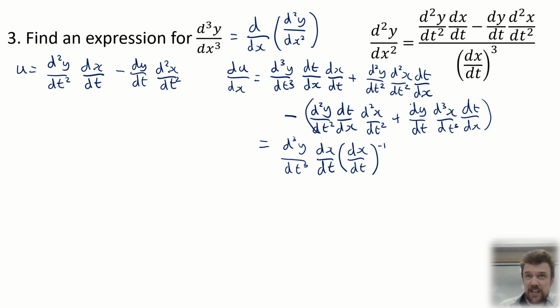I'm not going to cancel the dx over dt and the dx over dt to the power of minus 1 because, as you might have seen in the previous video, keeping this dx over dt to the power of minus 1 is helpful for creating a common denominator later, because with this other bit we got minus dy over dt times by d cubed x over dt cubed, and then times by, again, rewriting the dt over dx as dx over dt to the power of minus 1. Nice. So that's u differentiated.